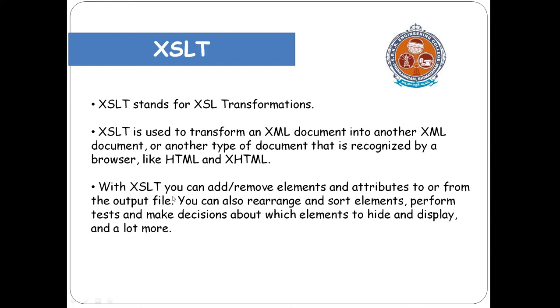With XSLT, we can add or remove elements and attributes from the output file. Whenever we parse the XML document, it results in an output, and in that output we can add or remove elements, modify and transform them, and also rearrange and sort the elements by using XSLT. We can make decisions about which elements to hide and display also. There is a lot we can do using XSLT.